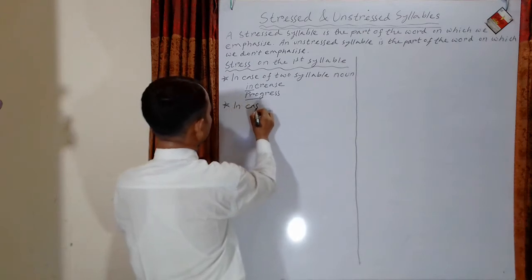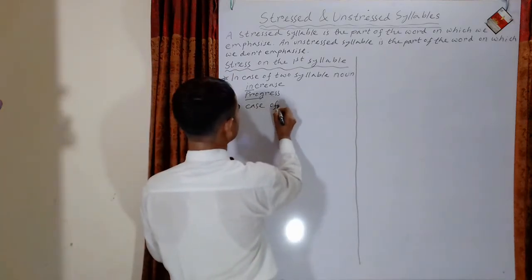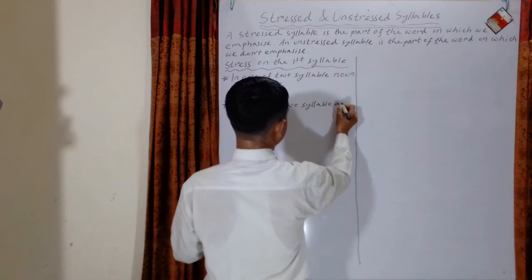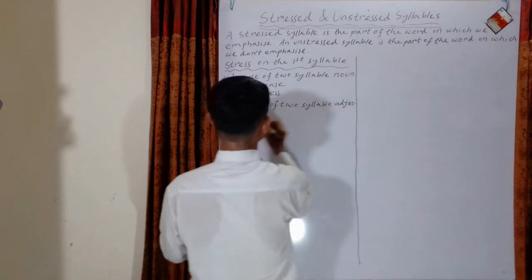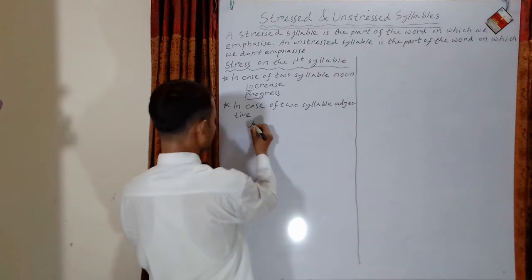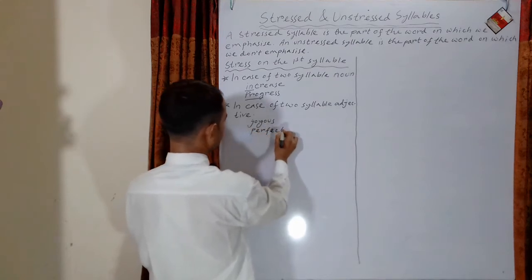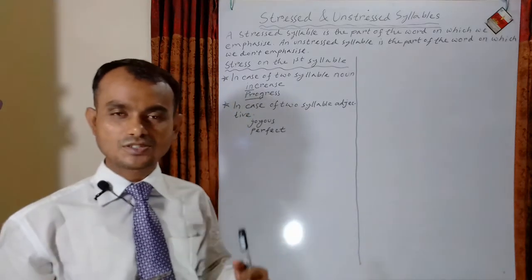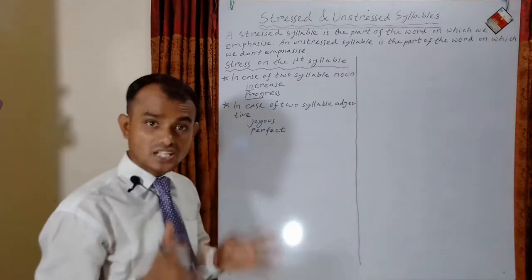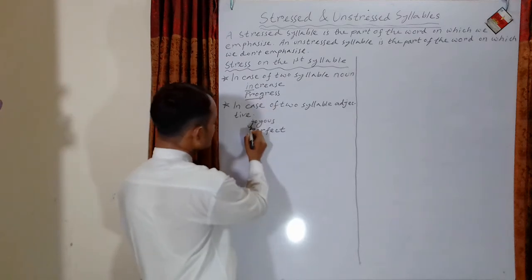In case of two syllable nouns. Now, in case of two syllable adjectives. For example, joyous, perfect. Dear students, in case of two syllable adjectives, joyous, perfect. In the word joyous, we find there are two syllables here. One is joy and the other is us. Joyous. So we should stress on the first syllable, joy.